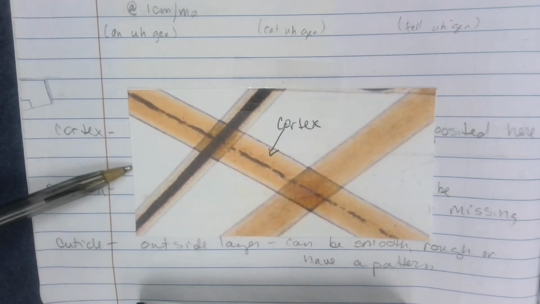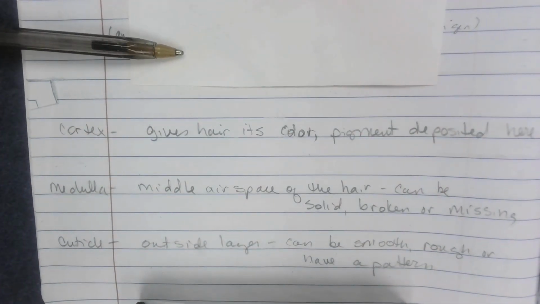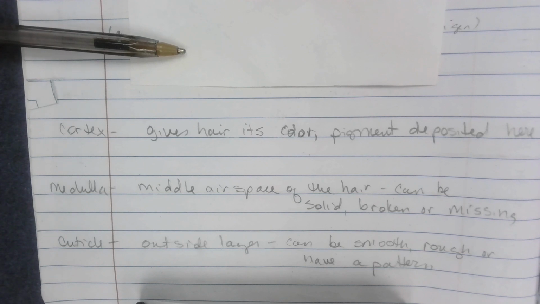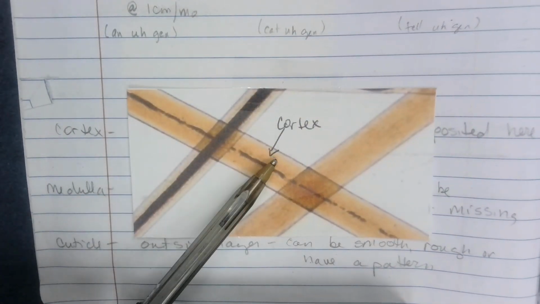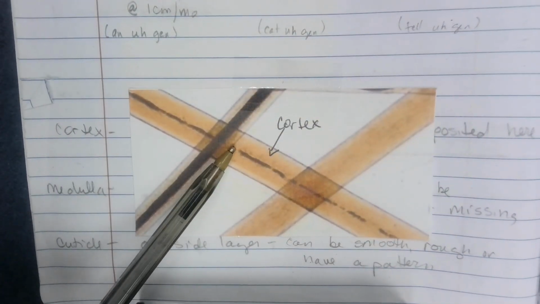All right, so cortex, this is the pigment-containing region of our hair that has lots of granules in it. The density and the distribution of those pigment-containing granules can vary from person to person, and so it can help to identify race at times. So cortex gives hair its color. Pigments are deposited here. I have this labeled as cortex, so it's not this part because this is the medulla, and it's not the outside part because that's the cuticle. So the cortex is the colored portion of the hair.